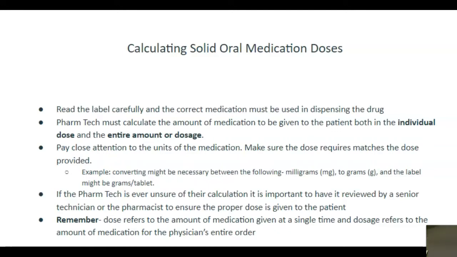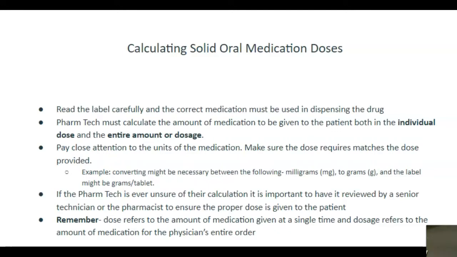If a pharm tech is ever unsure of their calculations, like you're not really sure if you got the right answer, it is important to have it reviewed by a senior technician or the pharmacist to ensure that the proper dose is given to a patient. Never just think you got it right and assume like, oh, that's close enough. It's never close enough. It has to be exact. And I do believe most places when you do pharmacy calculations, especially in institutional, they usually do a tech to tech check or a tech to pharmacy check.